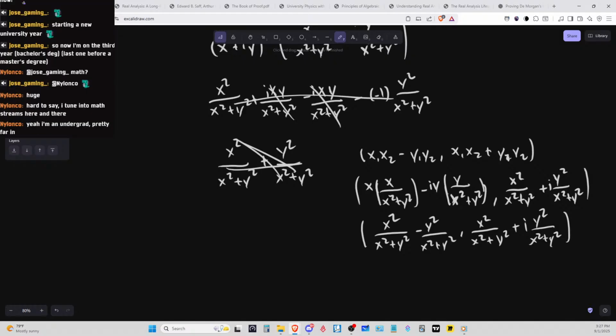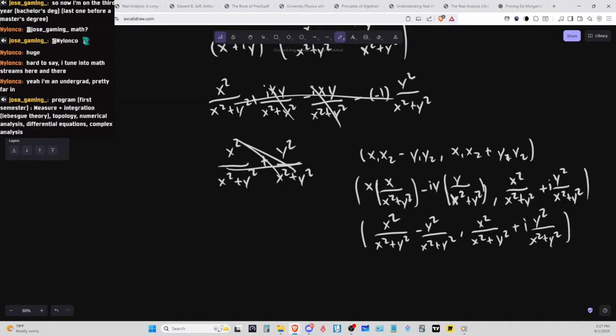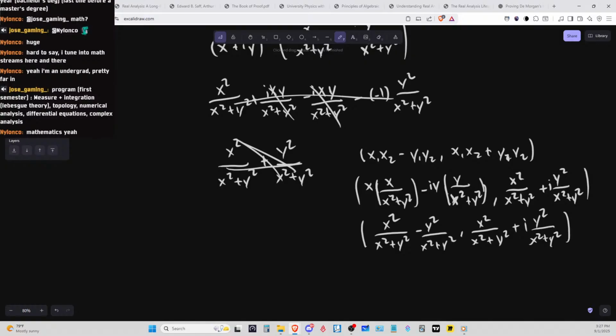Now, yeah, I went undergrad pretty far in. Oh, nice. What are you majoring in, and why? Is it math or is it something else? Program the first semester, measure integration. Oh wow, topology, mathematical analysis, differential equations, complex analysis. Nice, nice. Okay, so everyone's math here.